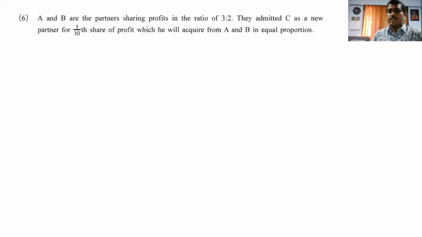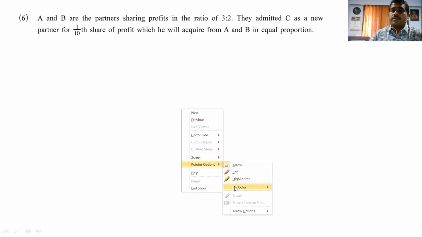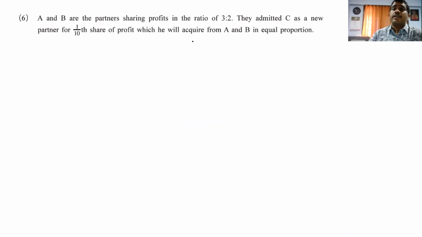So now the question is the sixth one. Now what is the sixth question? Let's start reading. A and B are the partners sharing profit in the ratio of 3:2. That is the old ratio. They admitted C as a new partner, and C we are giving how much? 1 by 10th, which he will acquire from A and B in equal proportion. Right. So clearly they say that in equal proportion. Now the sum changes a little bit. So what is the question now?